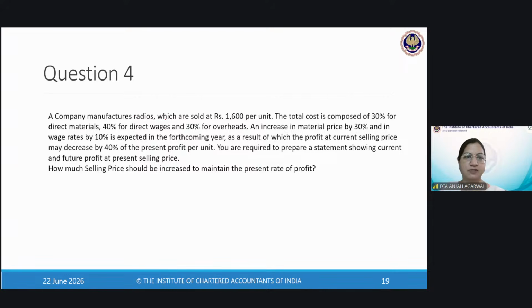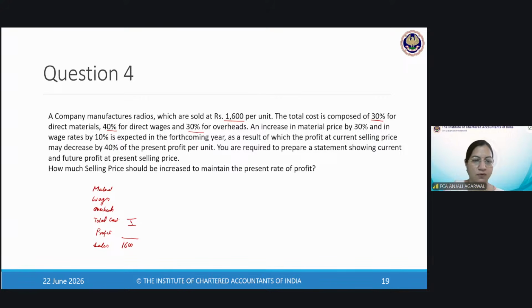A company manufactures radios sold at 1600 per unit. The total cost comprises 30% material, 40% wages, 30% overheads. So we have the sales value here as 1600. It must have some profit element also. Before this, we have total cost. Whatever is the total cost, we don't know, but it comprises of material, wages, and overhead.